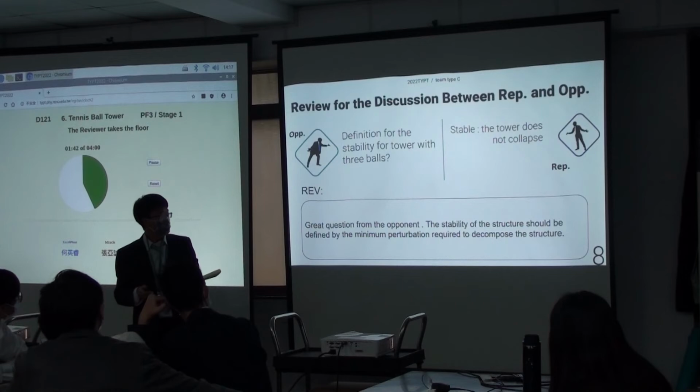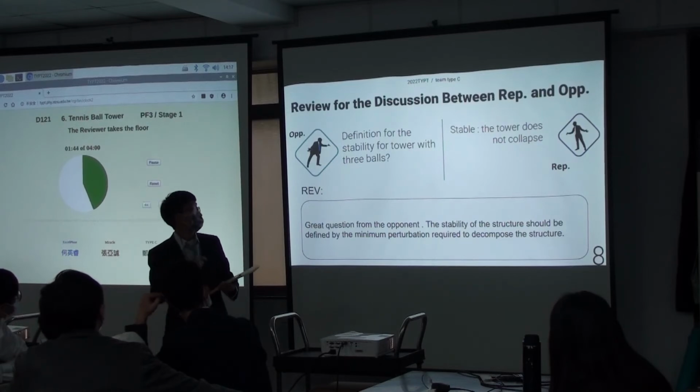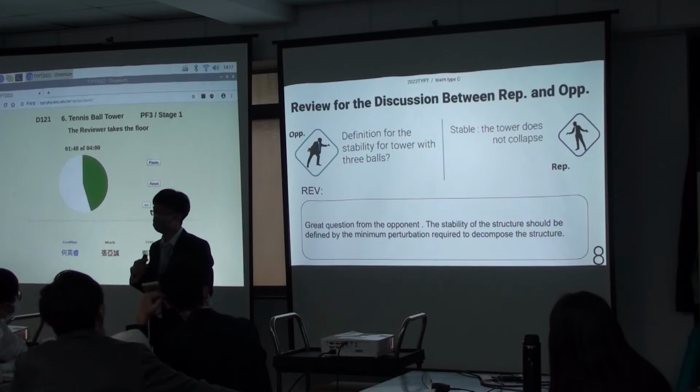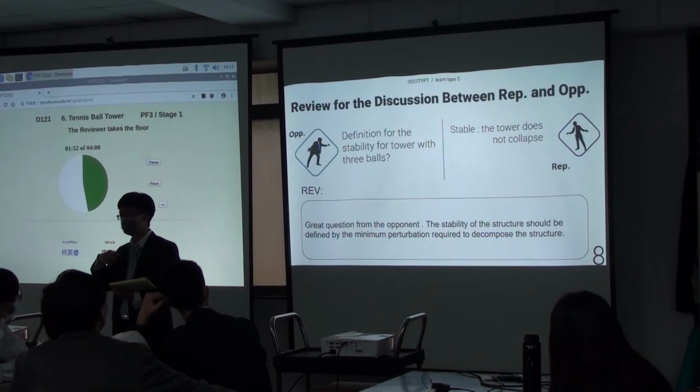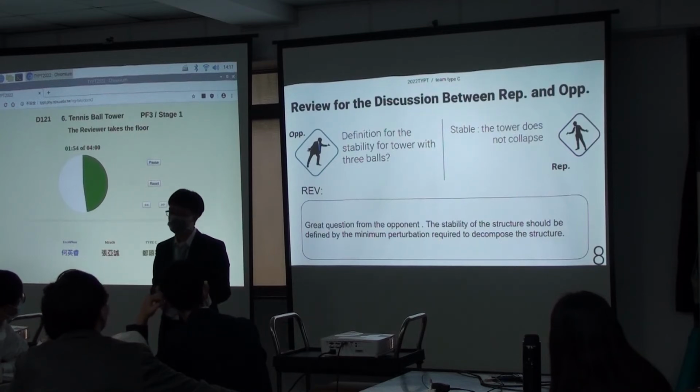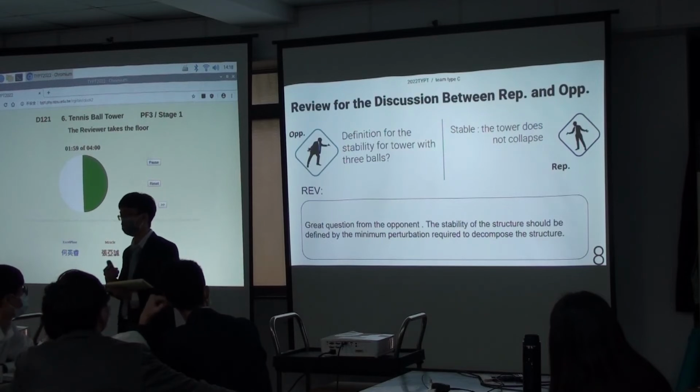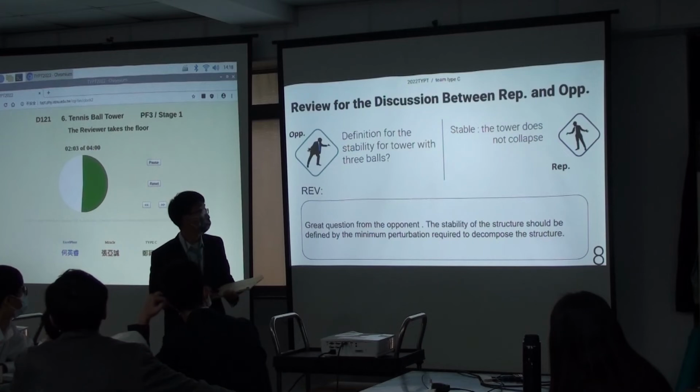And also, the opponent asked what the definition for the stability of the tower with 3 balls was, and the reporter answered that stability was defined by whether or not the tower collapsed. However, they also showed a tower that did not collapse, and they explained that it was unstable. So I feel like this is very unclear and should be explained better.